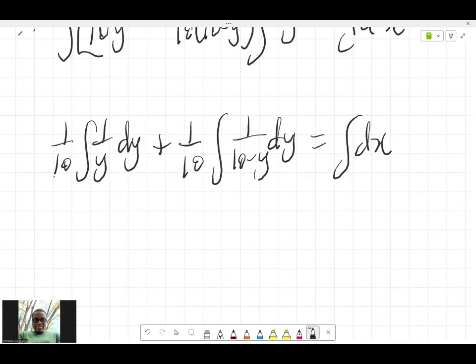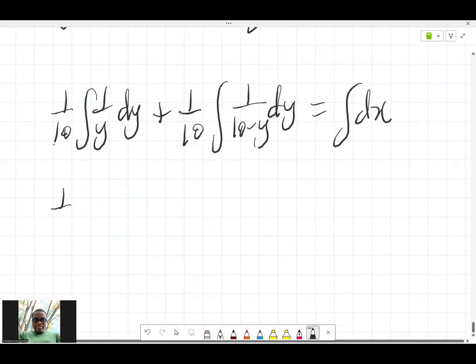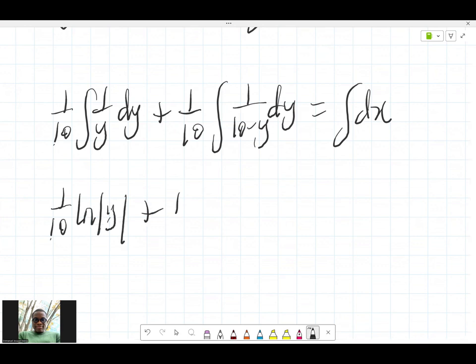And that's why the answer is going to be ln y. But here, if you differentiate 10 minus y, you get minus 1. But what you have at the top here is 1. So you have to find a way. So here, of course, this is just 1 over 10 ln y straight. But when you come here, you have to be a bit more careful.